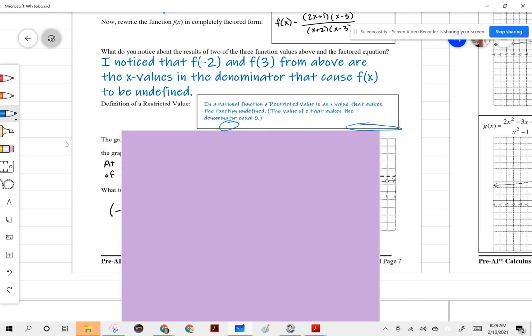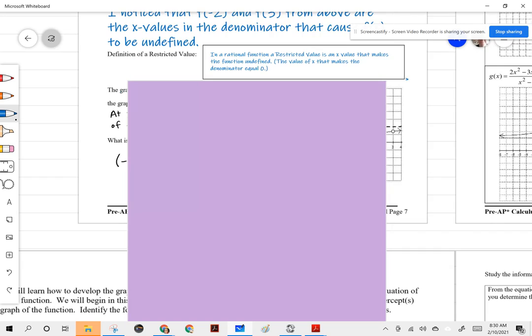All right, so in a rational function, a restricted value is an x value that makes the function undefined. So the only way to get something to be undefined in a rational function is the denominator would be 0. So you need to find the value of x that makes the denominator equal to 0, and then that is going to give us something that's undefined. Okay.